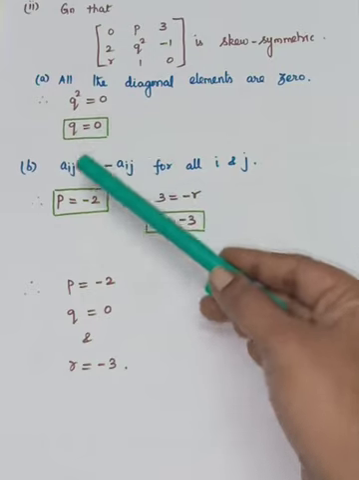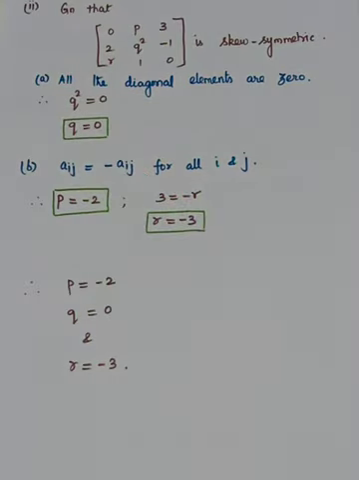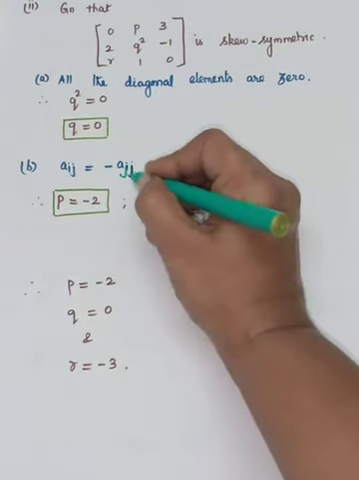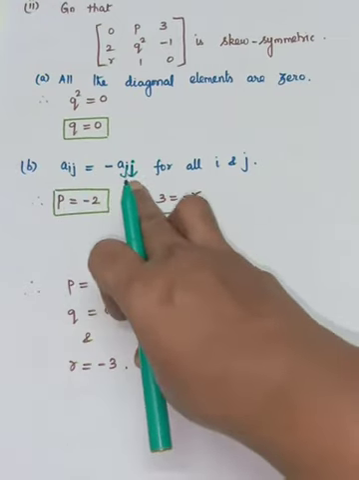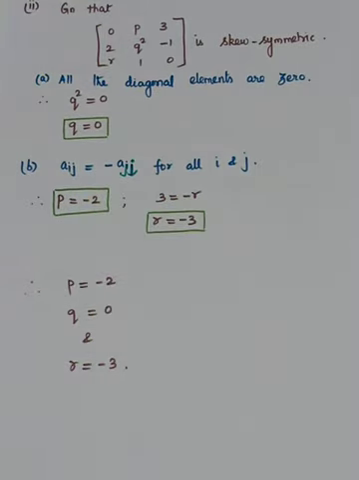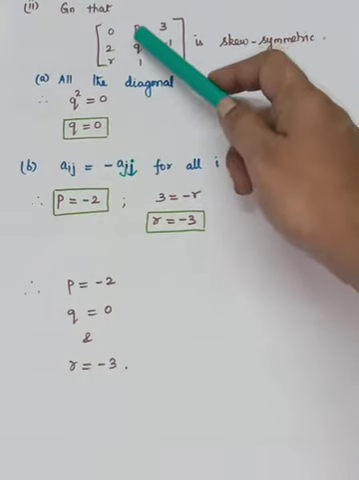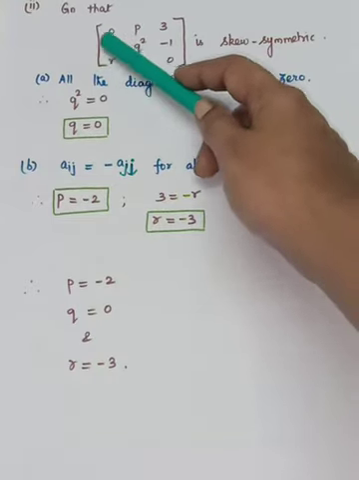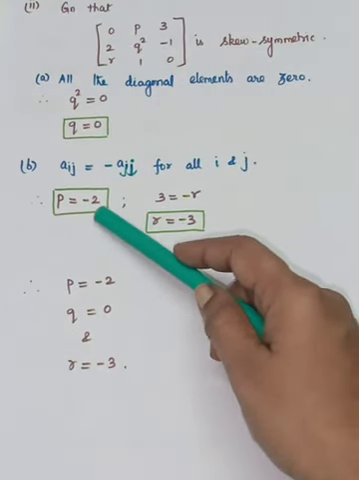The second condition is Aij is equal to minus Aji. Here, where is P? P is in the first row, second column, A12. A12 is equal to minus of A21. In the A21 place you are having 2. Therefore P is equal to minus 2.